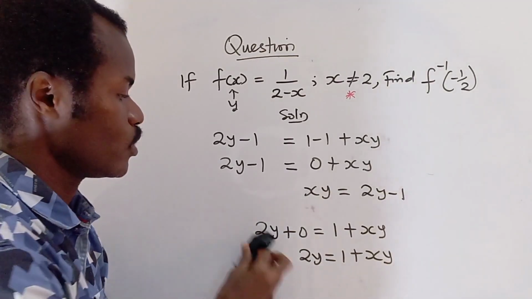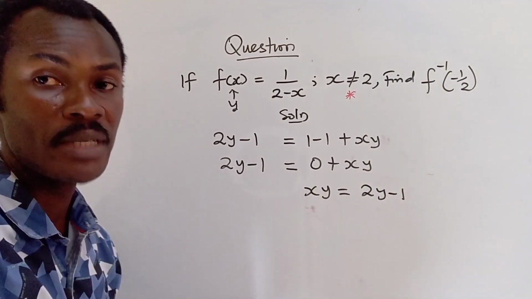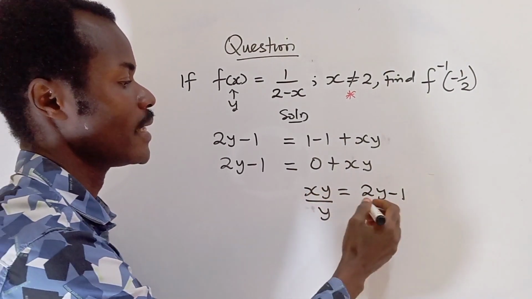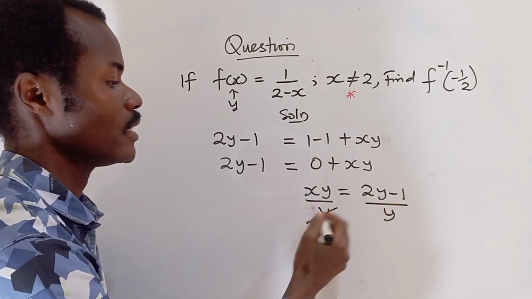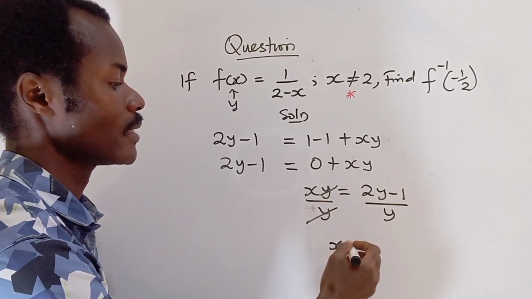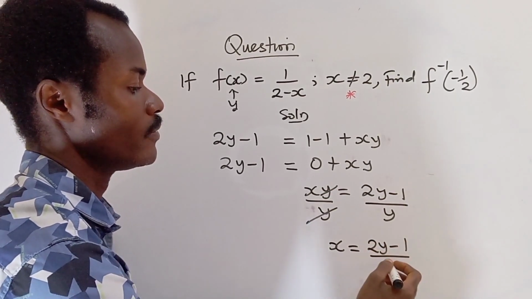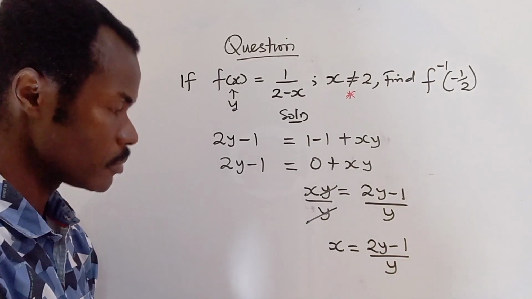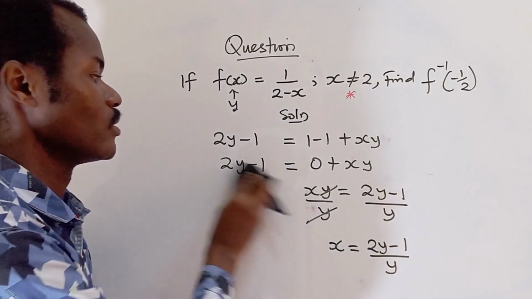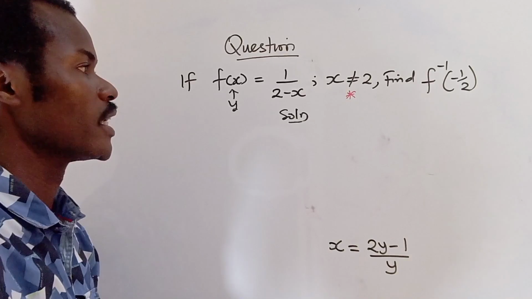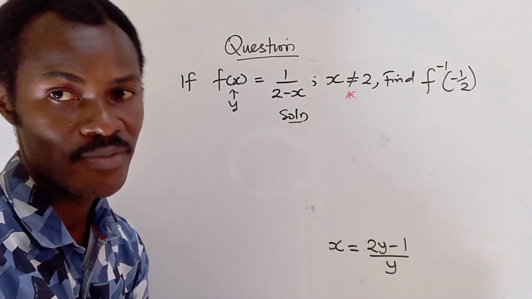Now from this point, what can we do to make x the subject? I can simply divide this by y and divide that by y. So this will cancel out this. We are left with x, which is equal to 2y minus 1 divided by y. Now at this point, you have been able to get the inverse function.